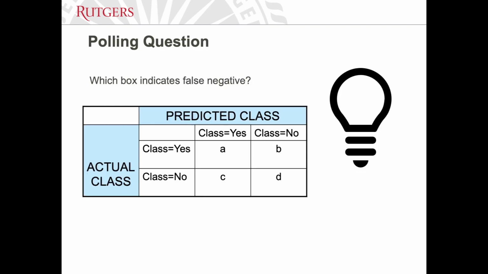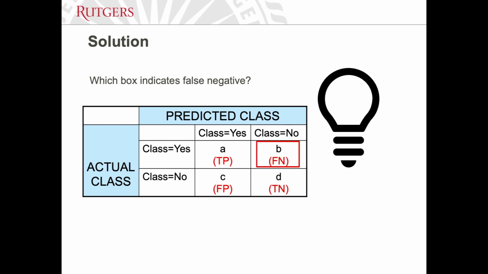So now let's have a recap of what we have learned. Here is a simple quiz. Which box indicates the false negative? Is it A, B, C, or D? So the answer is B. False negative is when our prediction is negative, or no, for a positive, or yes, example.